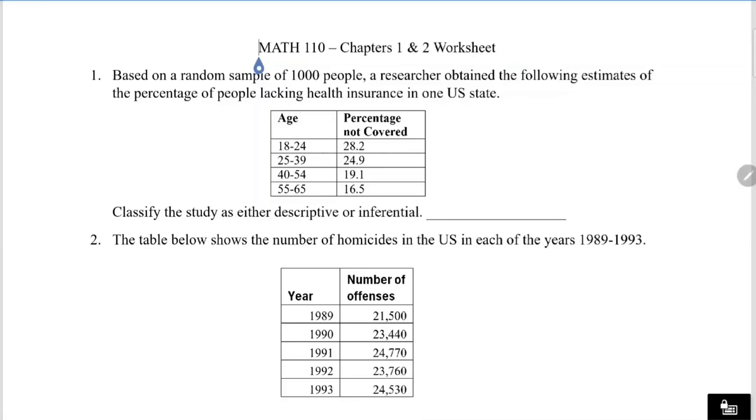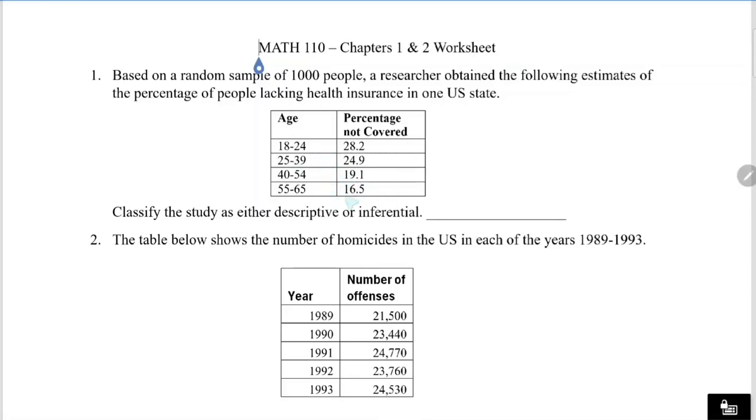All right. Now, the first question says, based on a random sample of 1,000 people, a researcher obtained the following estimates of the percentage of people lacking health insurance in one US state. So they've given us the data over here. They are trying to study what percentage of people do not have health insurance coverage in a particular state in the country. So they have organized the data in table form, right?